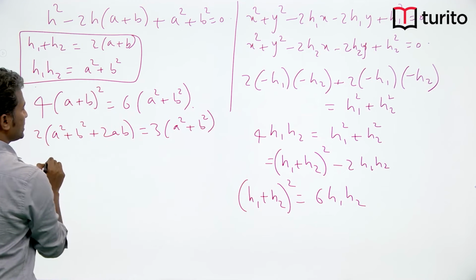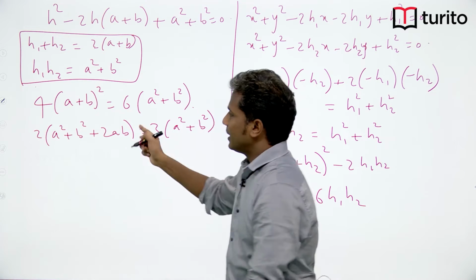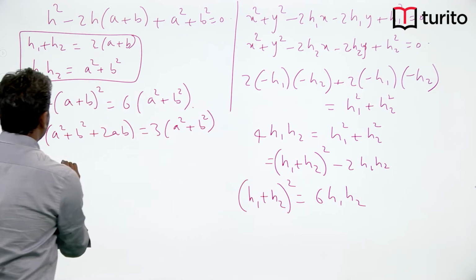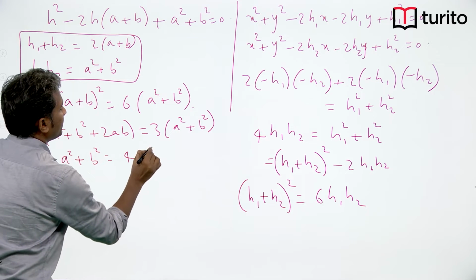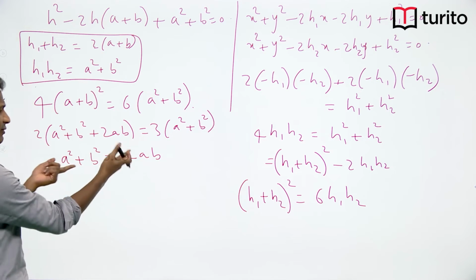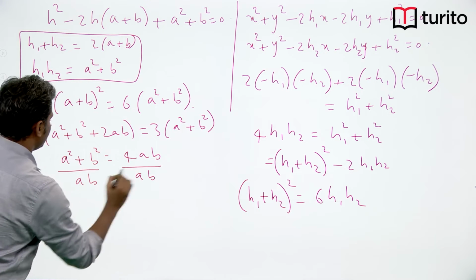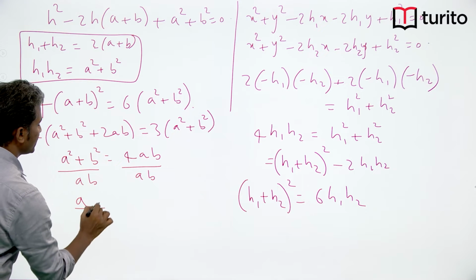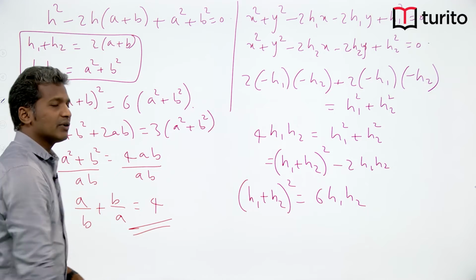So we got a relation like, if we cancel out the A square plus B square and write the remaining, I will get something like A square plus B square equal to 4AB. Now if I divide with AB on both sides, I will get the required relation. So it says A by B plus B by A is equal to 4. So the required value is 4.